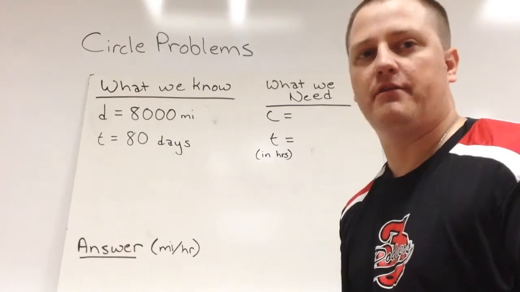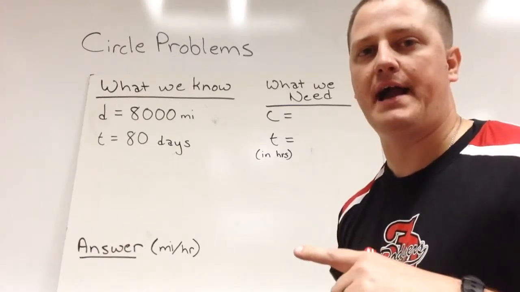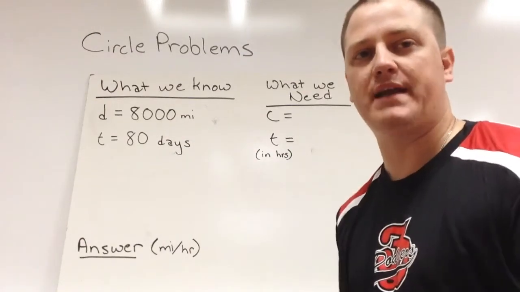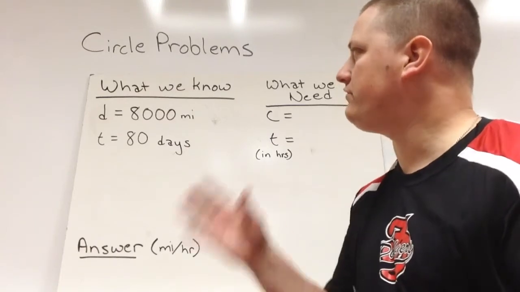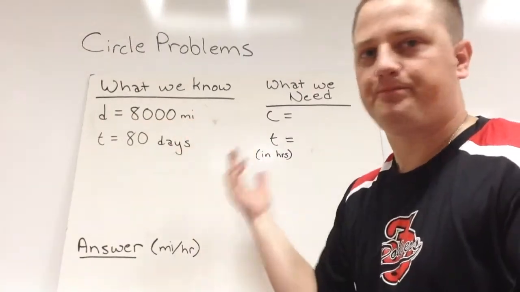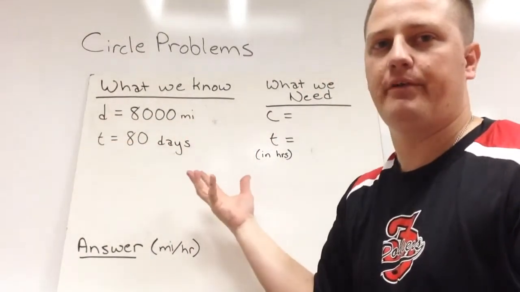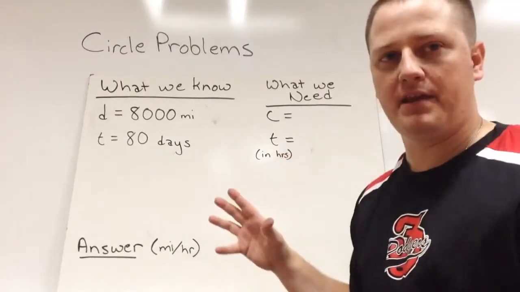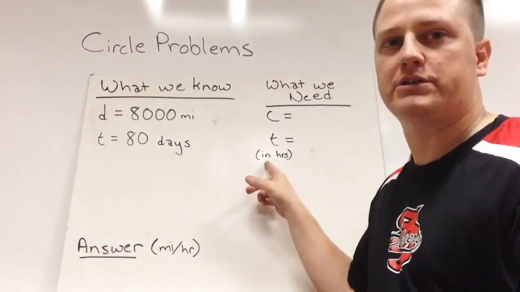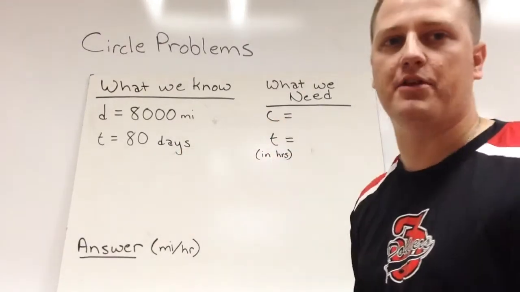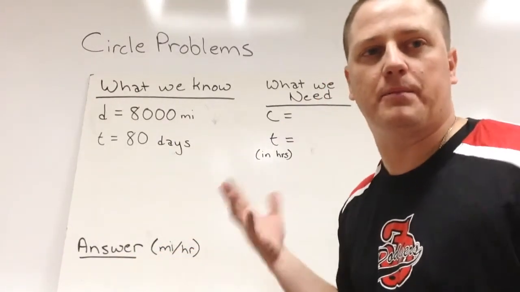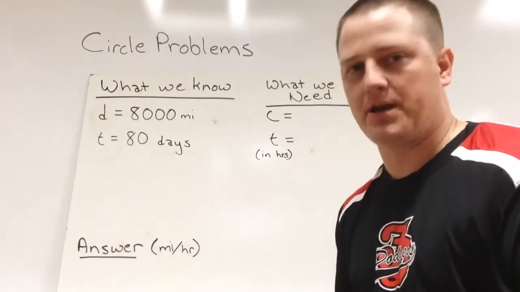For me to solve a problem, what I like to do is write out everything I know, everything I need to know, and then what type of answer I'm looking for in reality. So what we know is that the diameter, d, is 8,000 miles, and the time is 80 days. What we need to know is, instead of the diameter, we need the circumference, and instead of in days, we need the time in hours. So I want to convert each of these into the other. And then our end answer, we want to end up as the speed in miles per hour, because that's how we usually measure speed. So I'm going to go through this process.